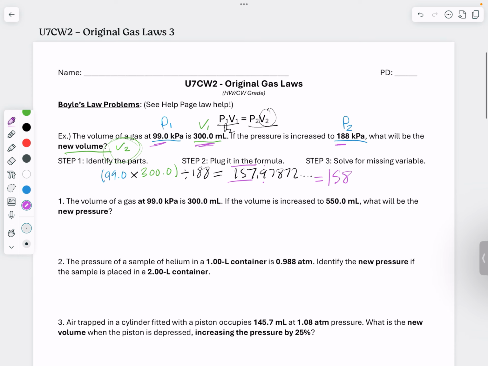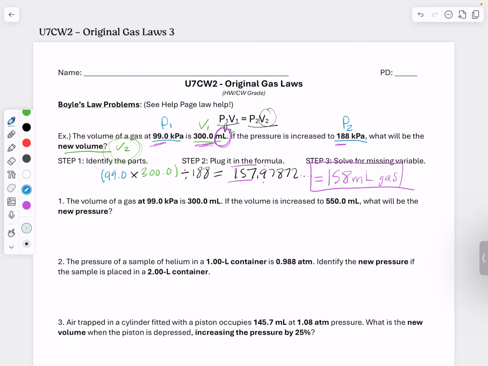Hey, this is volume, so I just give milliliters, so it stays milliliters. It's what I put in, it's what I get out. Now, usually you want to see what substance it is, but it just says gas, so that's good. So the rest of these Boyle's Law questions are kind of just like that. You're just trying to figure out what's what.